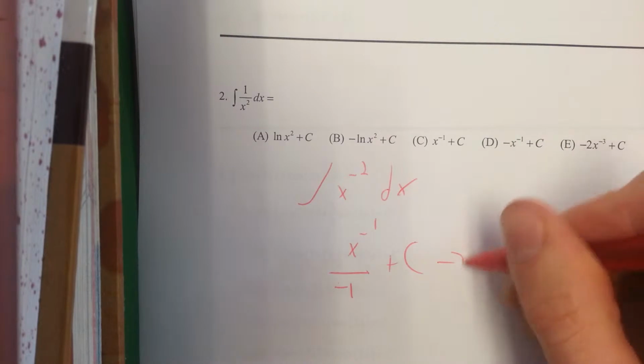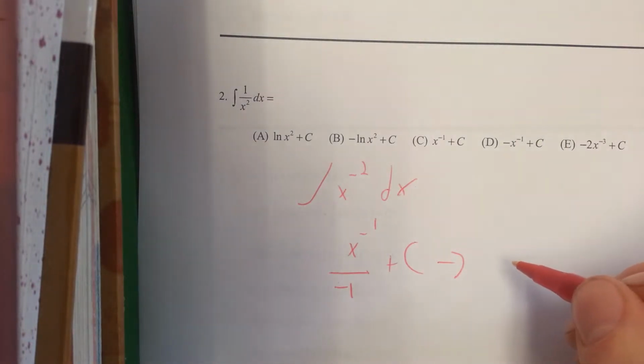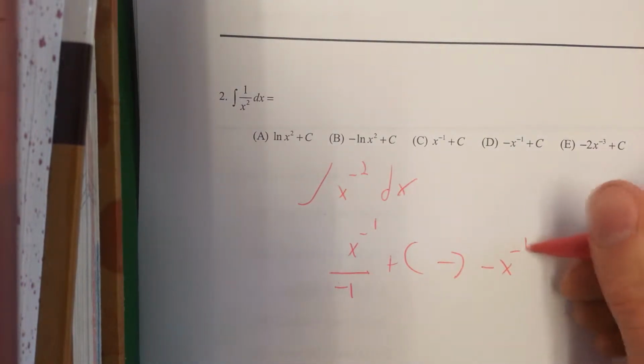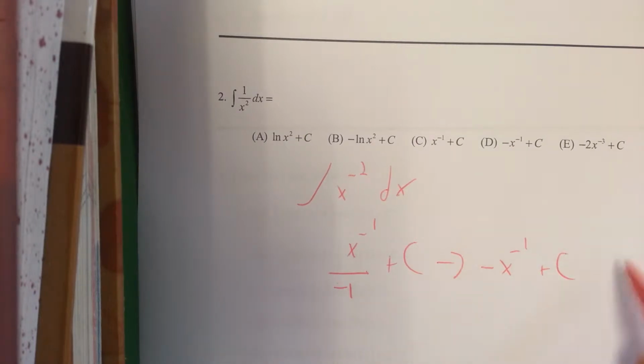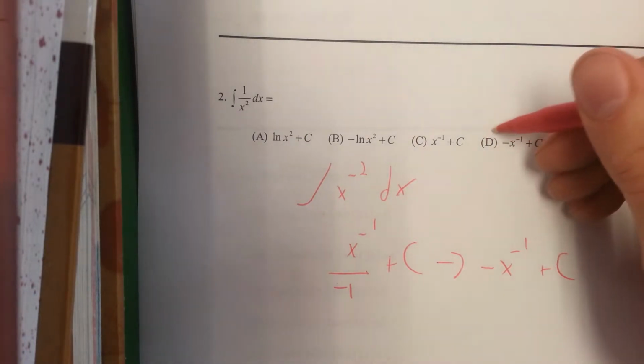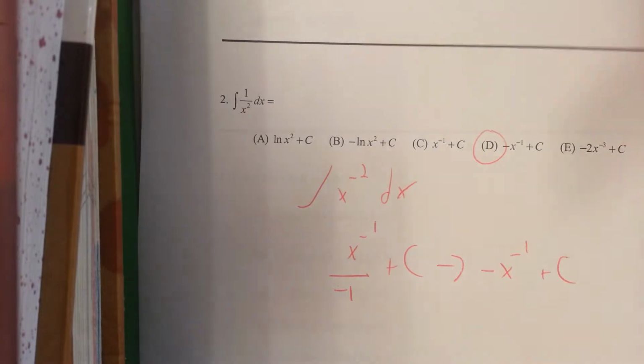Plus c. So then what does this become? Well, let's see. This is the same thing as negative x to the negative 1 plus c. Hopefully that's one of our answers. We look up here, and there it is. It's d. Boom, done. Okay, so let's see what we get next.